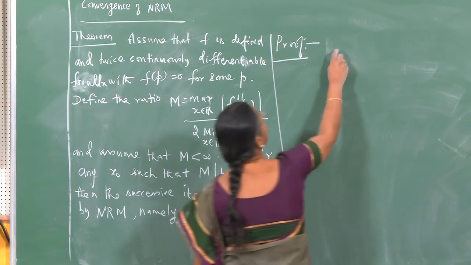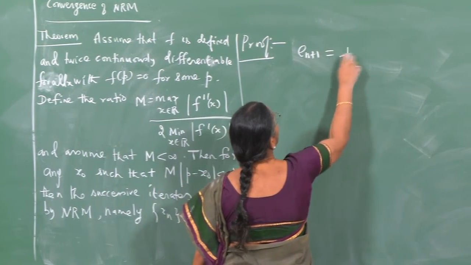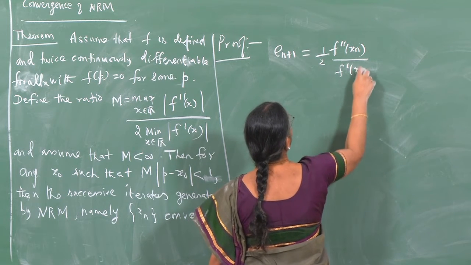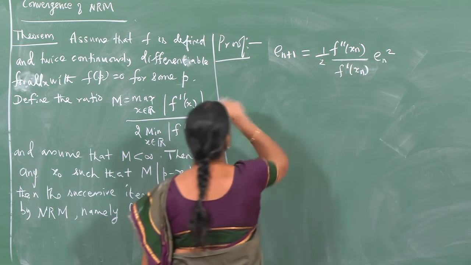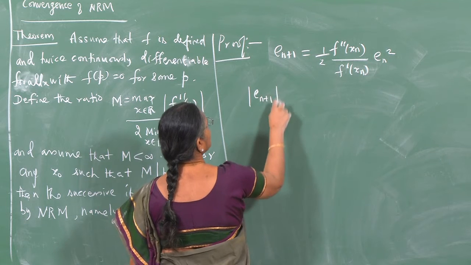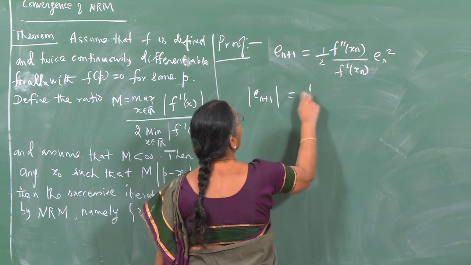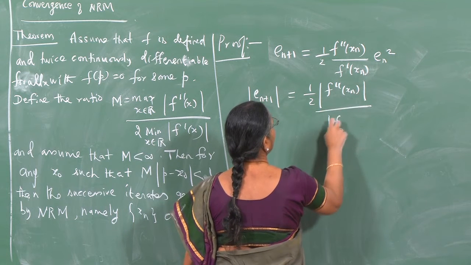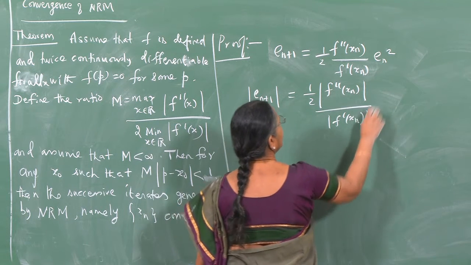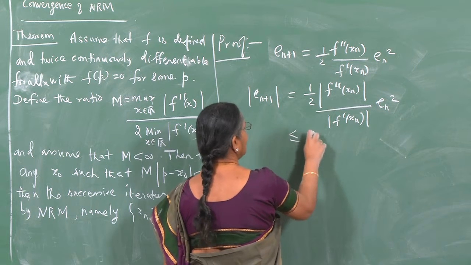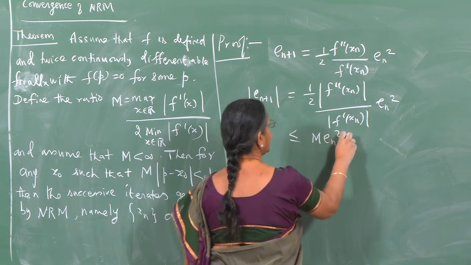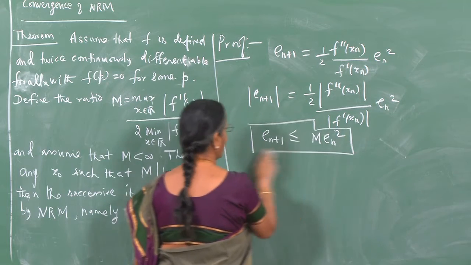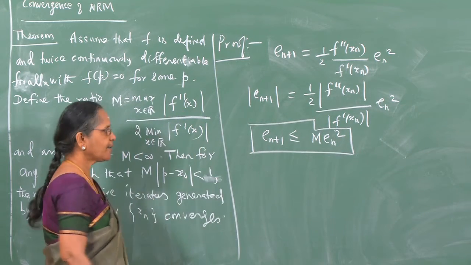So, we have shown that E n plus 1 is equal to half of f double dashed of xn by f dashed of xn into E n square. So, modulus of E n plus 1 will be half mod f double dashed of xn by modulus of f dashed of xn into En square, and that will be less than or equal to m times En square. So, we have En plus 1 to be less than or equal to m En square.